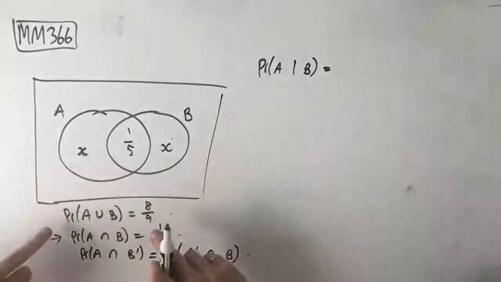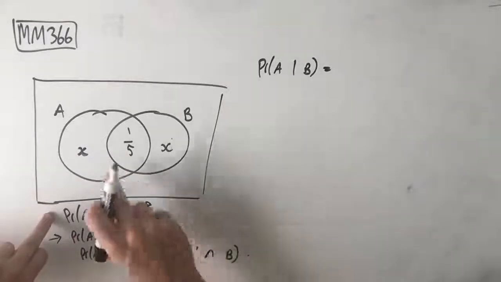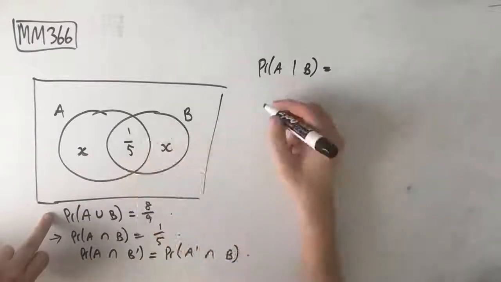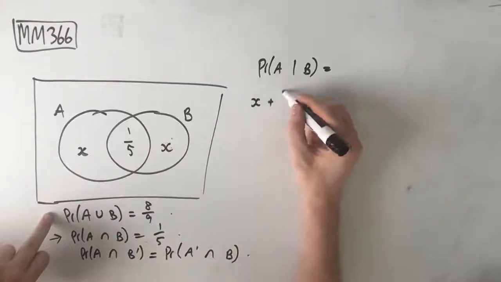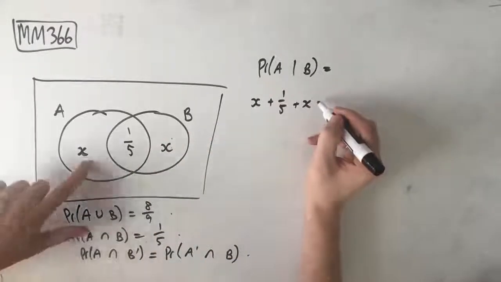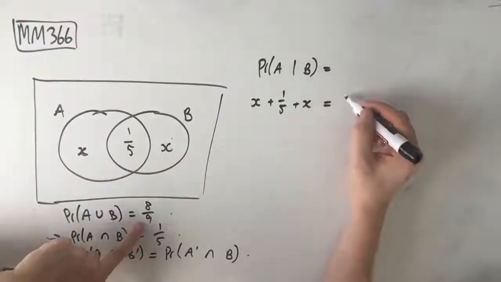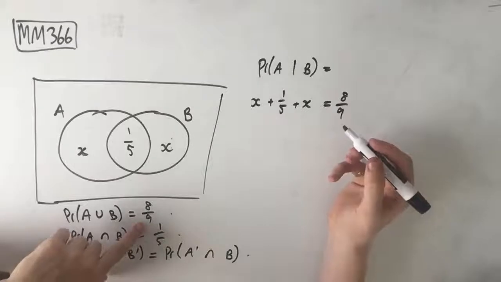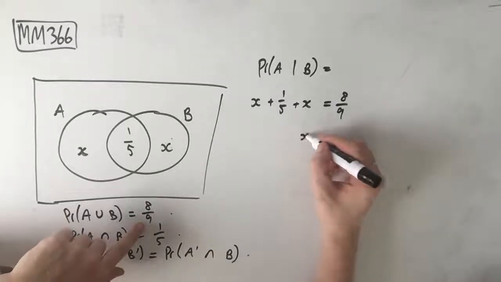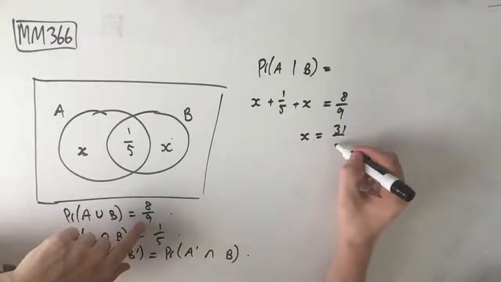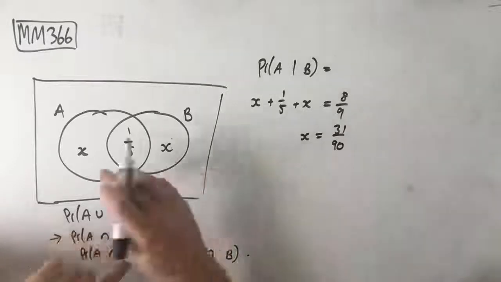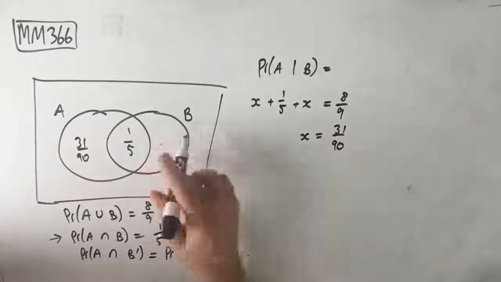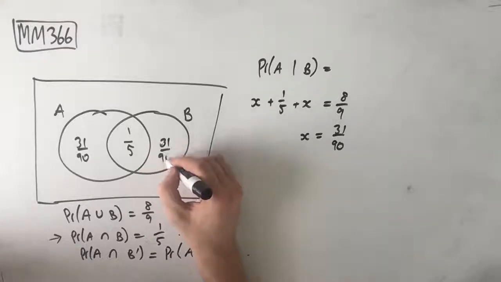So we know that the union is 8 on 9, right? So all of these added together is 8 on 9. So that's where all of this comes in now. So what that means is that x plus 1 on 5 plus x, so all of these probabilities, is equal to our union, which is 8 on 9, okay? Now, we can just simply solve this in our CAS, and what we get is x is equal to 31 on 90, which means that this here is 31 on 90, and this here is also 31 on 90.